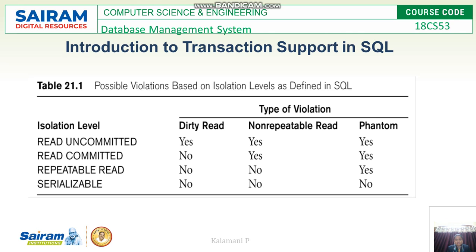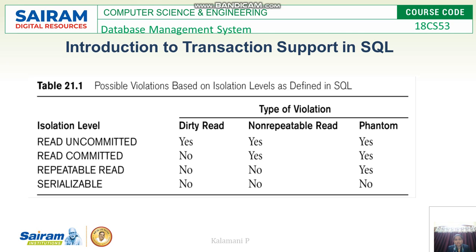Read committed means the dirty read is not allowed, but the others are violated: non-repeatable read and phantoms. Repeatable read means there is no dirty read and no non-repeatable read, only phantoms are violated. Serializable means none of them are violated: dirty read, non-repeatable read, or phantoms.